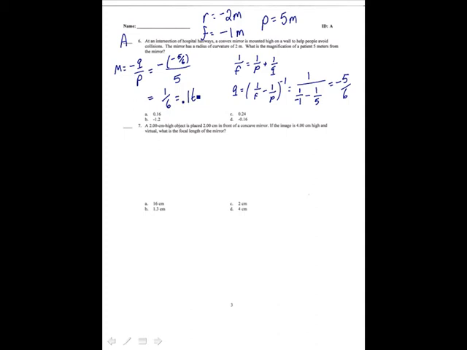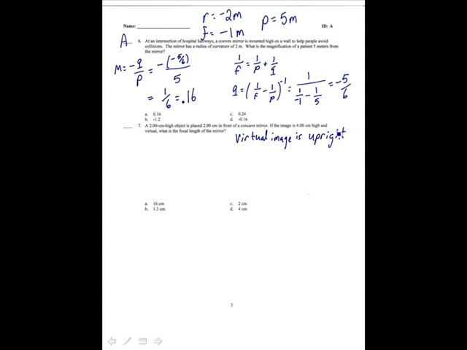A 2 centimeter high object is placed 2 centimeters in front of a concave mirror. If the image is 4 centimeters high and virtual, what is the focal length of the mirror? This is a concave mirror. This is like your shaving mirror. And here you have a virtual image, and a virtual image in a concave mirror is upright when it is magnified. This is like looking in your magnifying mirror. Your face doesn't look upside down when you're up close to it. It's upright. So our virtual image is upright.